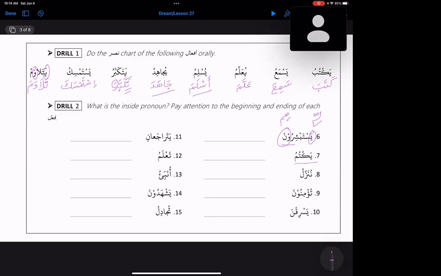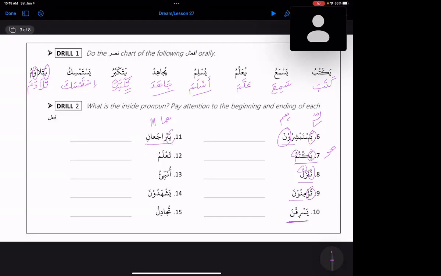Okay, now yaktumu. The ya beginning and the damma ending, so this is huwa. Then nunazilu: nahnu, because we have the nun beginning. Tuminuna: antum. Very good. Yasrikna: it is hunna. Very good. And what would be the antunna version? Tasrikna. So yasrikna and tasrikna. Now yatarajaani: huma, the masculine version. Very good.